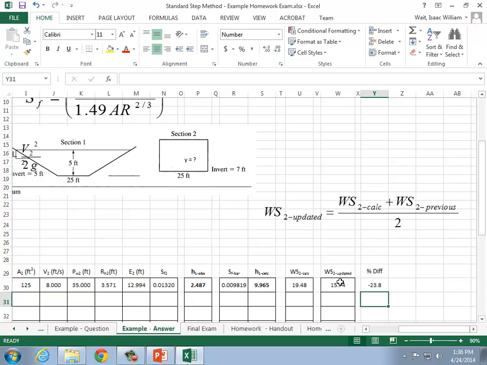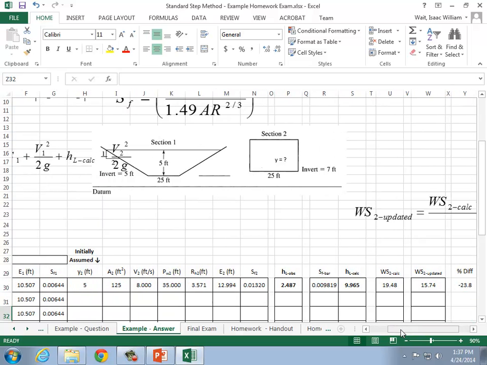And that tells me that my initial guess was 23.8% off, that the new one is 23.8% smaller than my initial guess. So the difference between the new corrected, updated water surface elevation and the old one. Yeah, the difference is the updated minus the calculated divided by the updated times 100.